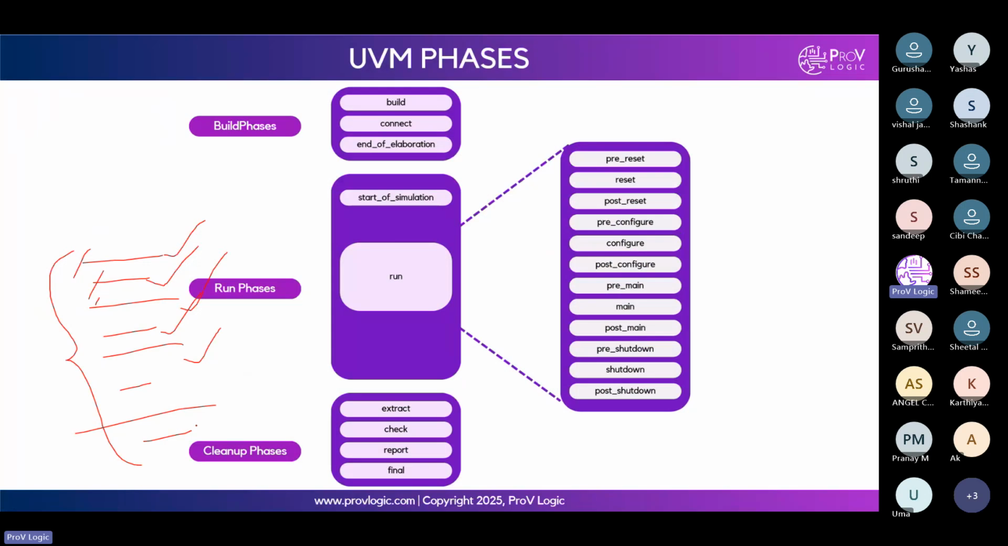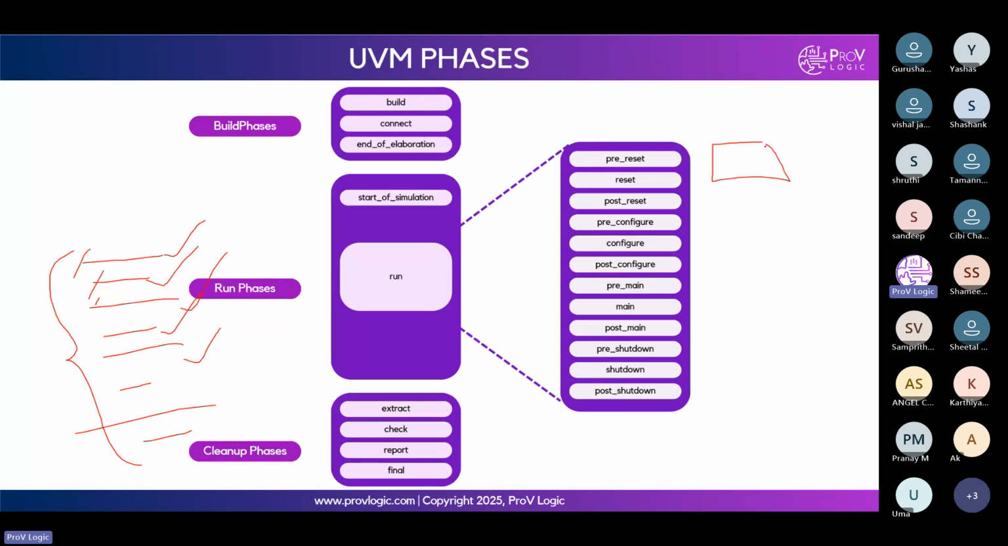Maybe there is a very minor timing difference, a fraction of a second, but still they are not executing in a sequential manner. There will be a lot of timing region differences. So to avoid that, in UVM, everything is structured.